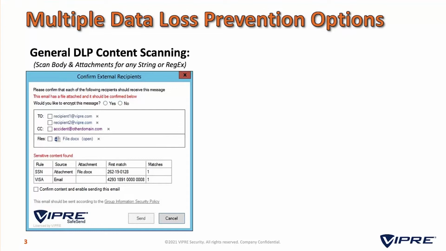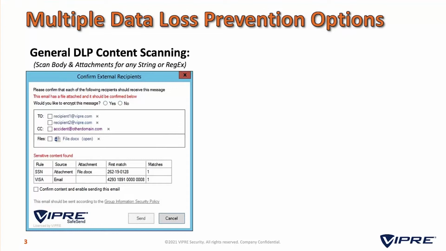So when I say general DLP content scanning, what I mean is in the area down below the recipient and file confirmation, you can see that, oh, sensitive content has also been found in this message. So outside of confirming the file itself, you see that in the body of the email, there's a Visa number, and in the attachment, there's a social security number. So you have to confirm that as well on top of the file itself before you're able to send the message. Now that can be, again, anything you'd like to look for, just individual strings, or maybe something like just a regular expression. And we have a huge book of these examples on our website if you need one.